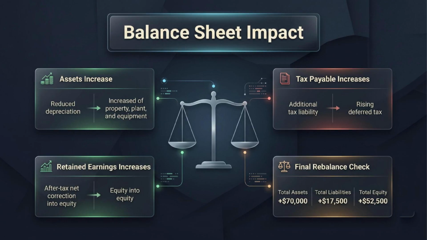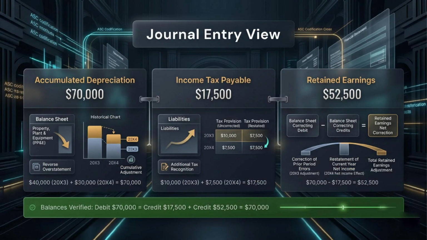A restatement is not just an income statement exercise. The full accounting equation must work. The journal entry view summarizes the cumulative balance sheet correction at the end of 20x4. Debit accumulated depreciation for $70,000 to remove the excess accumulated depreciation from both years. Credit income tax payable for $17,500 to recognize the tax that was understated. Credit retained earnings for $52,500, representing the after tax equity correction.